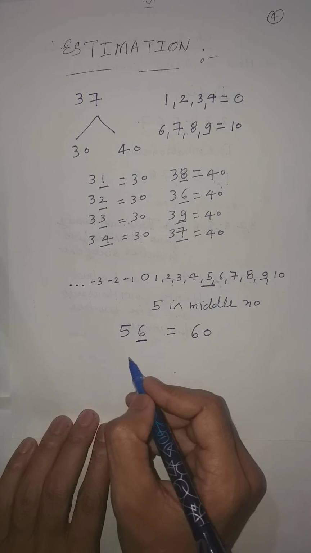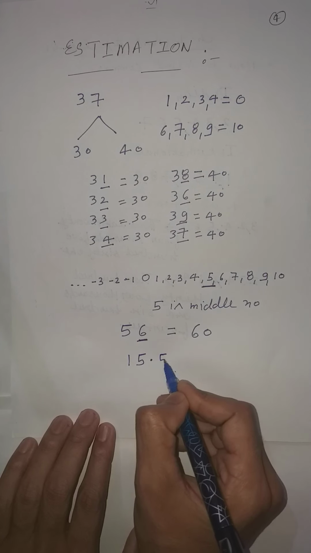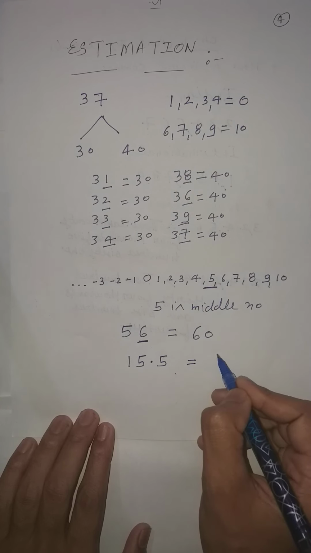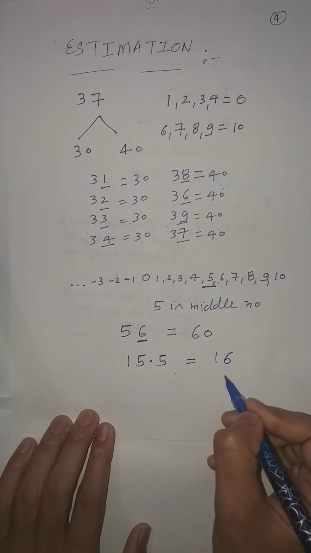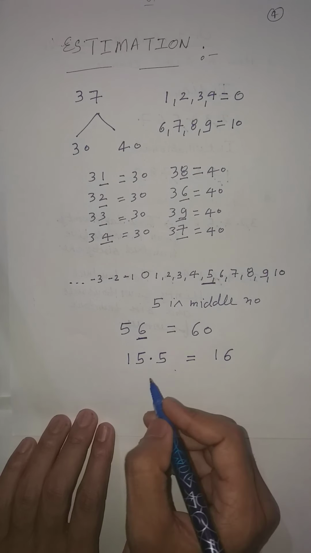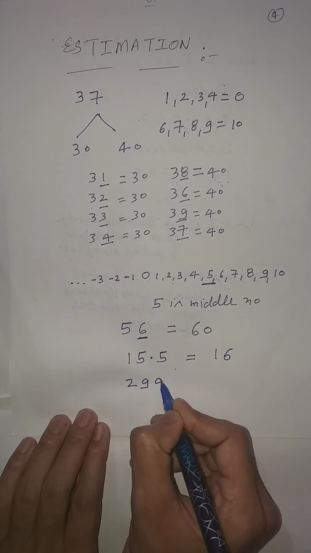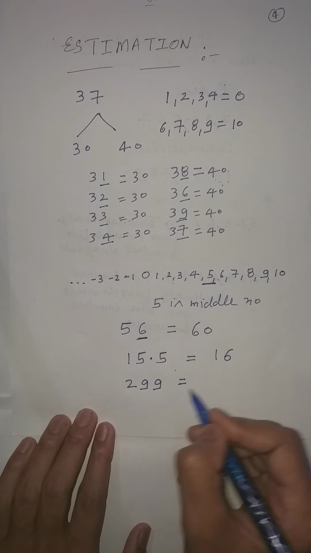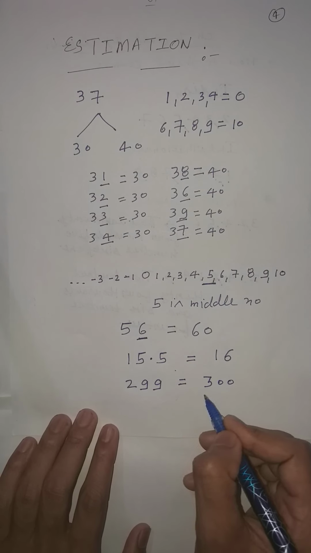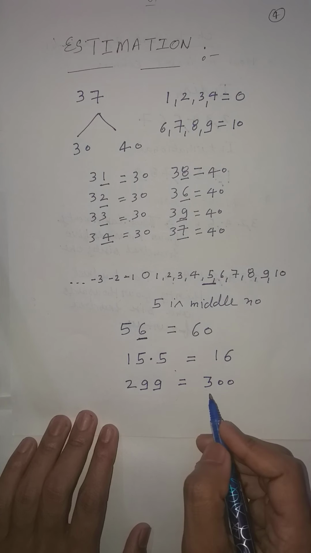One simple example I want to give. If in a test you got 15.5 marks out of 20, what does the teacher give you? Here 16 marks. How 16 marks? This is the result of estimation. Now another example: if you purchase anything whose cost is 299, then you give the shopkeeper 300, or the shopkeeper asks you for 300 rupees. Why is this? Because this is the result of estimation.